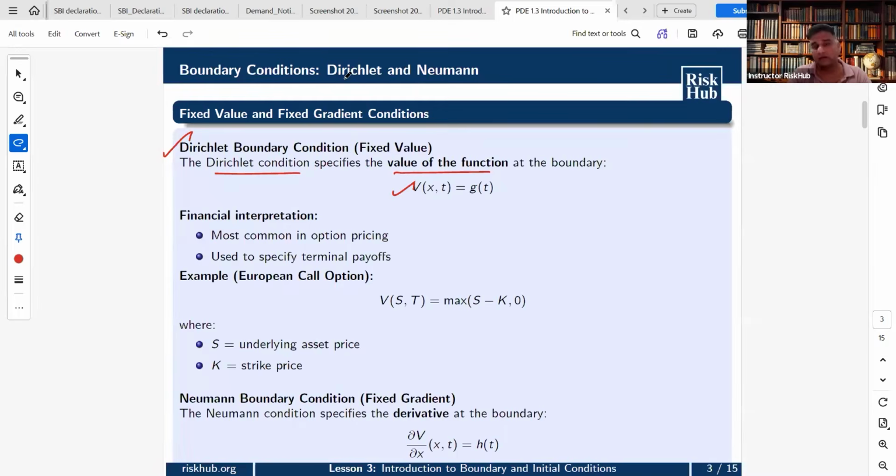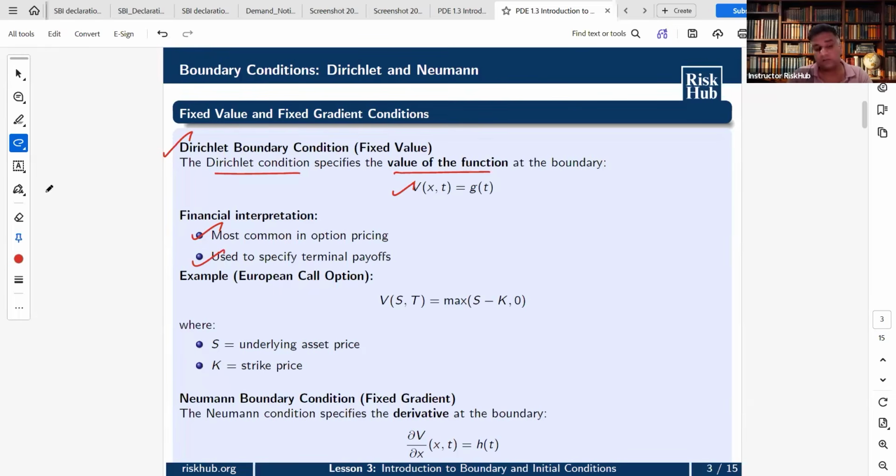So in your Dirichlet equation, very, very important, the Dirichlet condition, because we are fixing the actual value at maturity. In financial interpretation, the maturity condition or terminal condition is V(S,T) equals max(S minus K, 0); at S equals 0, V is 0 for a call, and at S tends to infinity, V tends to 0 for a put. So the financial interpretation is most common in option pricing and is used to specify terminal payoff.